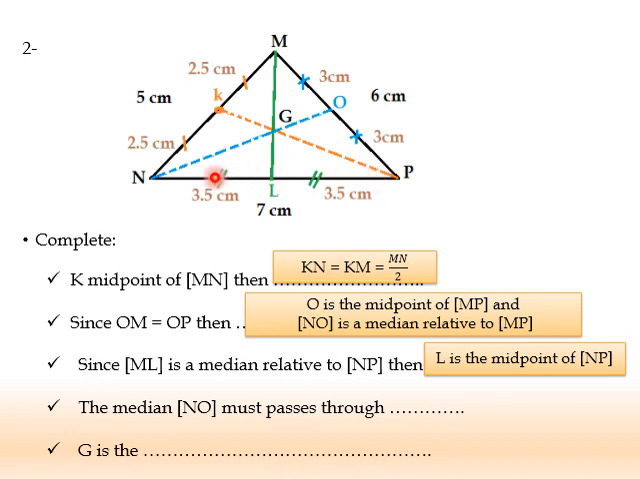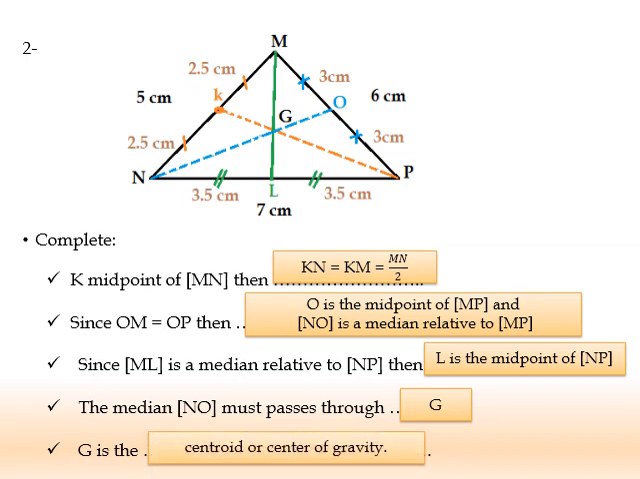Now, the median NO must pass through point G, since the medians intersect at a given point. What do we call G? It's the centroid or center of gravity.